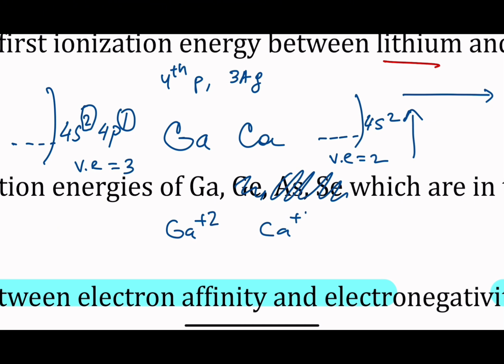+2, calcium can also give +2, but now look here, both of the electrons are gone. For gallium though, only 4s1 is left. Now gallium can even push one more further and make gallium +3 easily, but calcium +3 is almost impossible.